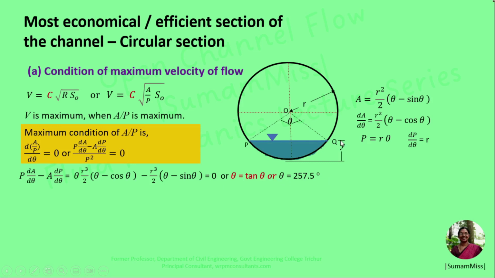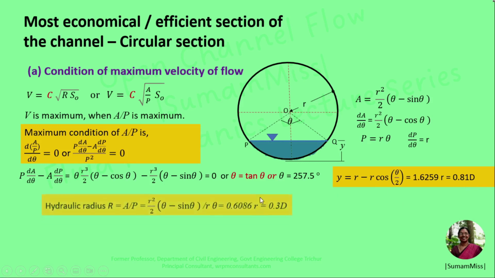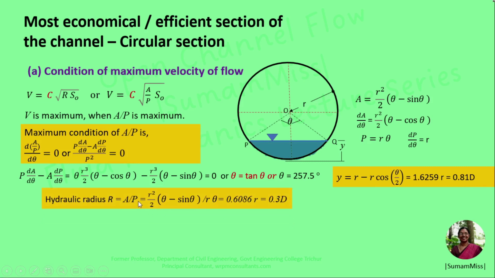Now you can calculate the value of y for this maximum velocity condition as y equal to r minus r cos theta by 2 equal to 0.81 d, and correspondingly hydraulic radius r equal to a by p, that is r square by 2 into theta minus sin theta by r theta. Substitute for theta, then hydraulic radius r equal to 0.3 d. So remember, whenever we have to multiply with theta, please don't forget to convert that into radian.